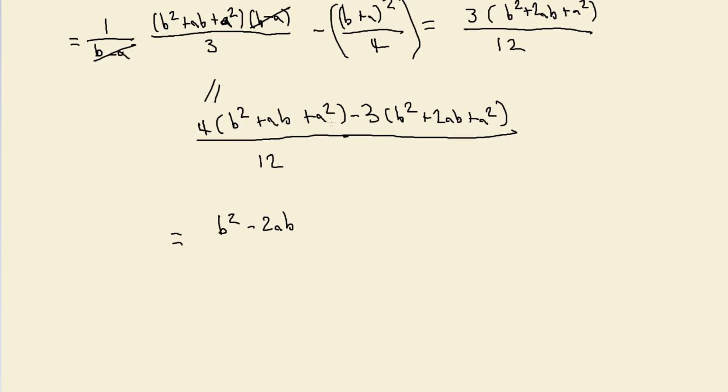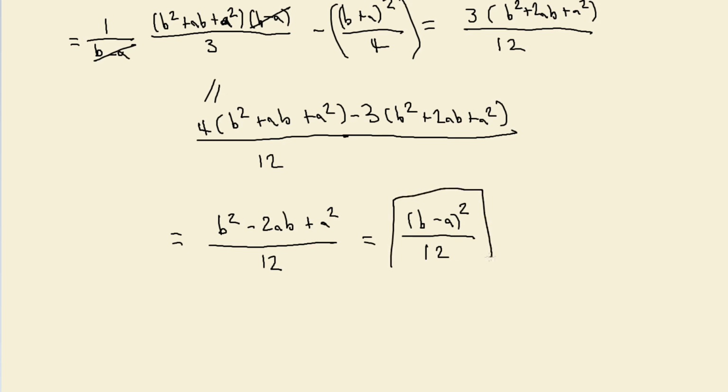Then we have 4a squared minus 3a squared. So that's going to be plus a squared, all of this over 12. And what does this evaluate to? Well, this is just (b minus a) squared, and so this is just (b minus a) squared over 12. And this is going to be our variance right here.